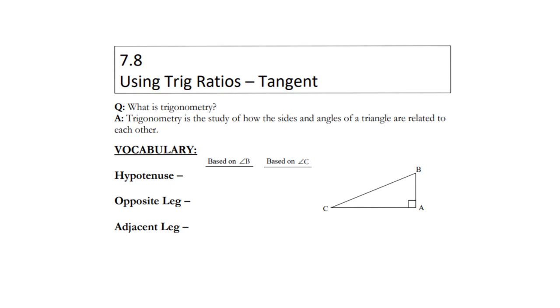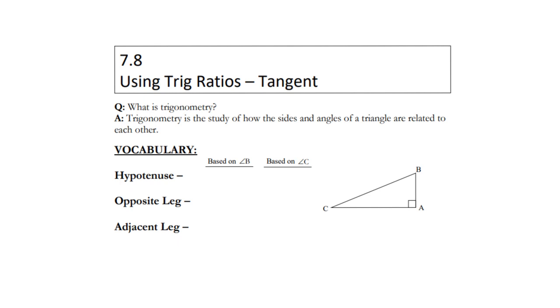This is lesson 7.8, using trig ratios, tangent. So first of all, trig ratios is a short way of saying trigonometric ratios, and our trigonometric ratios are used in the study of trigonometry, which is the study of how sides and angles of a triangle relate to each other. We're going to not only learn tangent, but also sine and cosine.